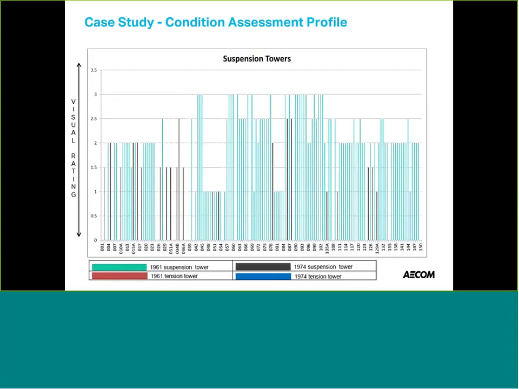Condition assessed profile, these are all the suspension towers now put together. You're starting to get now a real feel for that pyramid effect in the middle. You can see all those suspension towers that are hitting 3s are all in the middle section.